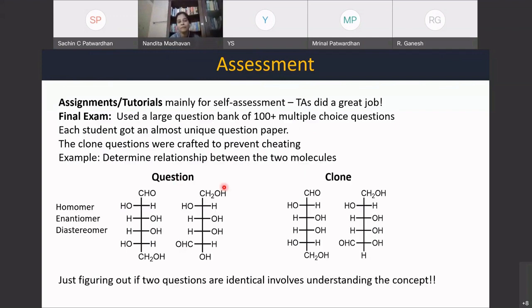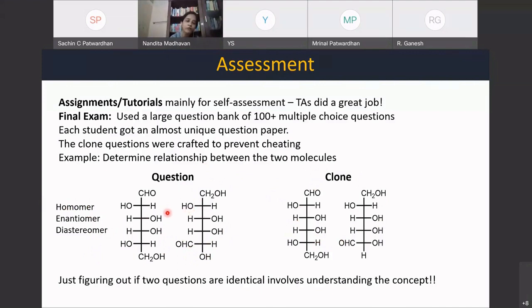Just to give an example, I'm choosing the same learning outcome that I had on the earlier slide, where the outcome is to determine the relationship between two molecules. I specifically chose this even for the non-chemists. So the question looks something like this for student A. The clone would look something like this for student B. And they have to classify; there are 3-4 options. They have to classify what it is.